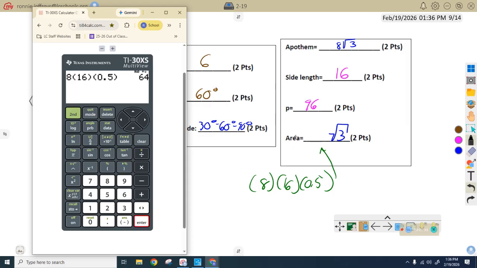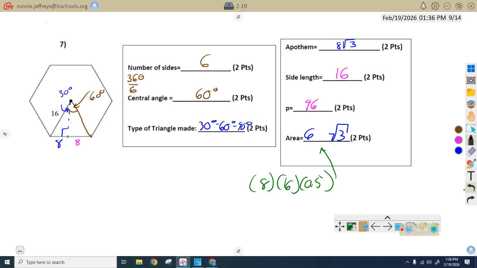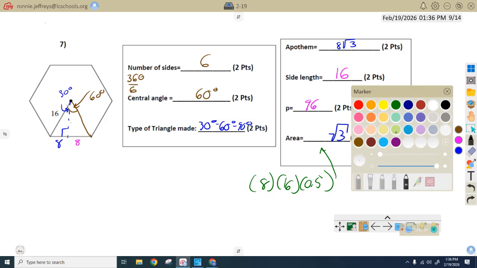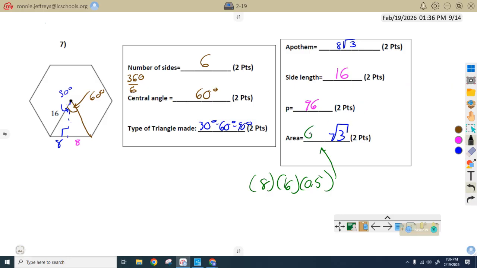Alright, so this would be 64 root 3. Alright, I'll give you a hint. If it's like a hexagon or a triangle, it's probably going to be a 30, 60, 90. If it's a rectangle, probably going to be 45, 45, 90.